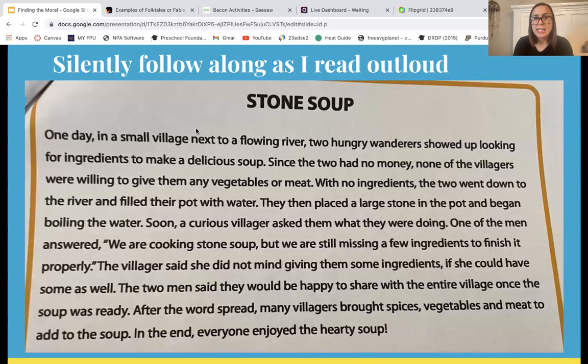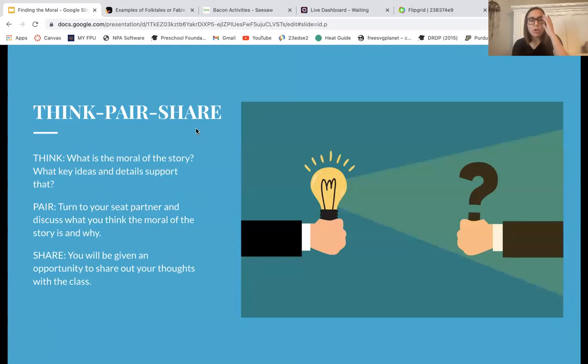I would have them silently follow along as I read aloud the story Stone Soup. Then I'm going to offer an opportunity to think, pair, and share. They're going to think about what the moral of the story is, why they think that, and what key details and ideas tell them that. They're going to discuss it with their seat partner.